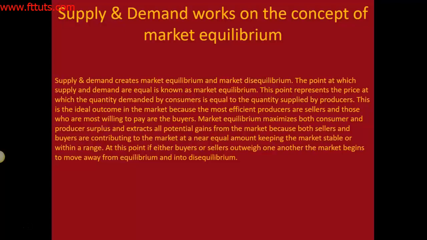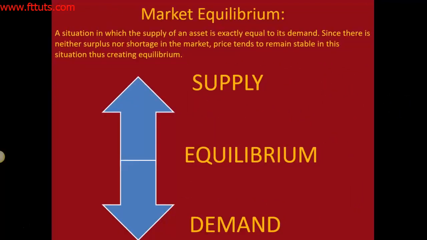At this point, if either buyers or sellers outweigh one another, the market begins to move away from equilibrium and into disequilibrium. A situation in which the supply of an asset is exactly equal to its demand is called market equilibrium. Since there's neither surplus nor shortage in the market, price tends to remain stable in this situation, thus creating equilibrium.